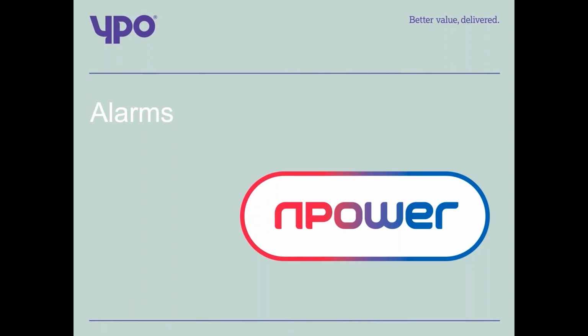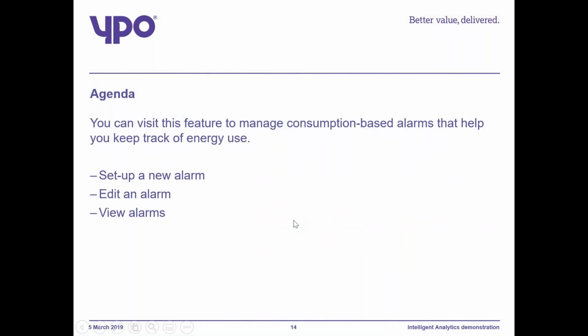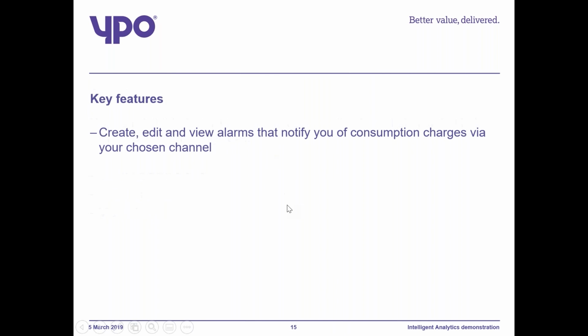So now we move on to the alarms module. And here I'm going to show you how to set up a new alarm, edit an alarm, and then view the alarms in the report. The key features here are to create, edit and view alarms that notify you of consumption changes via your chosen channel.